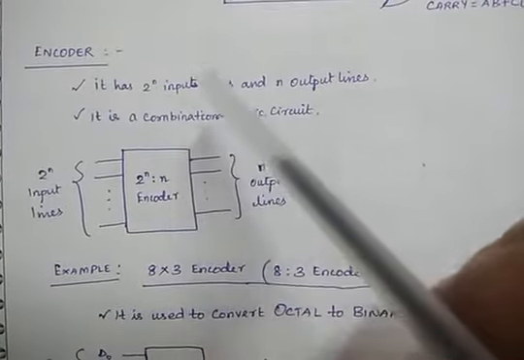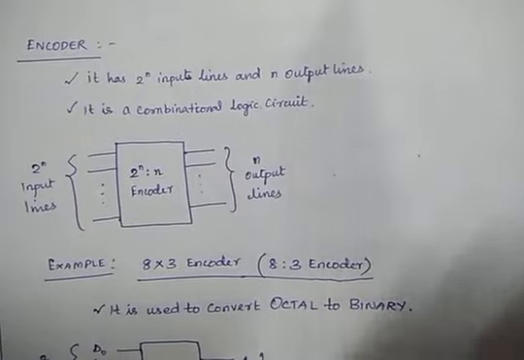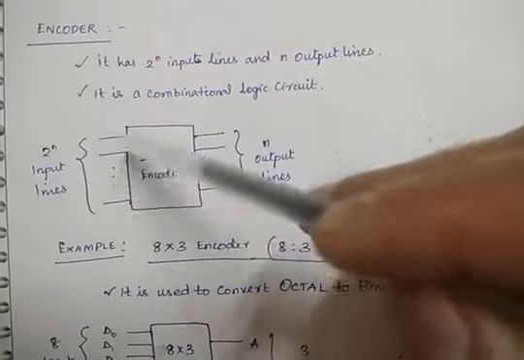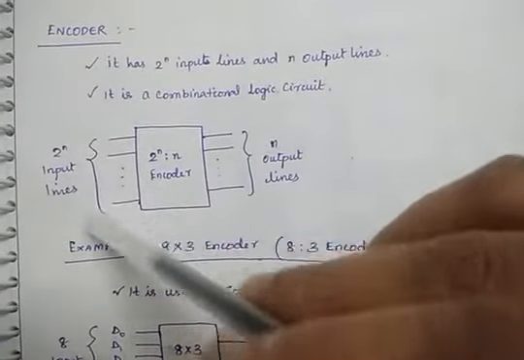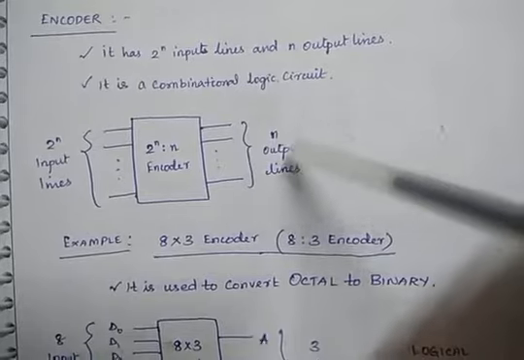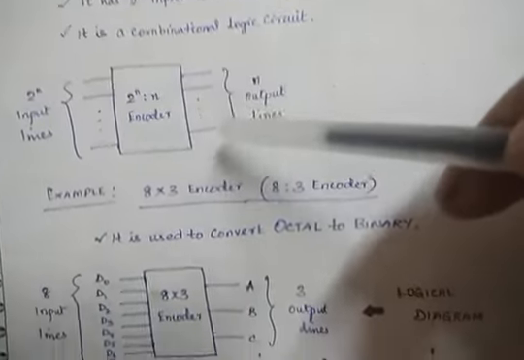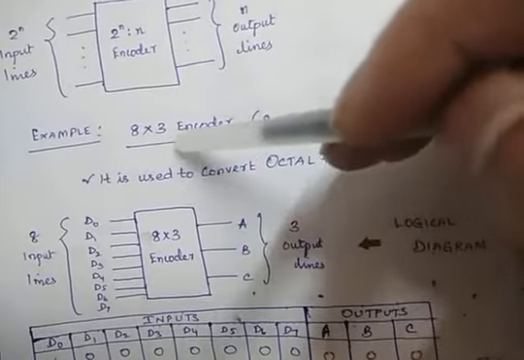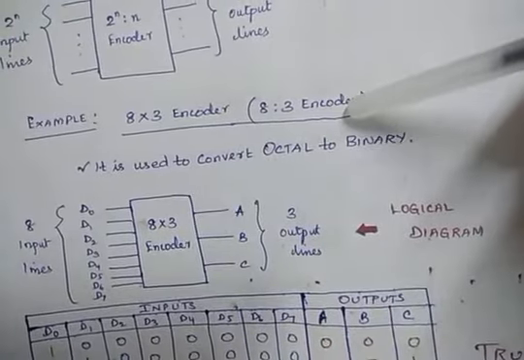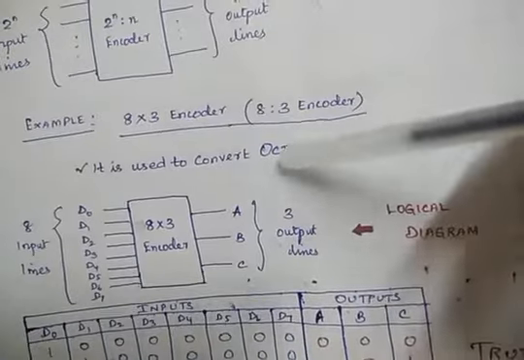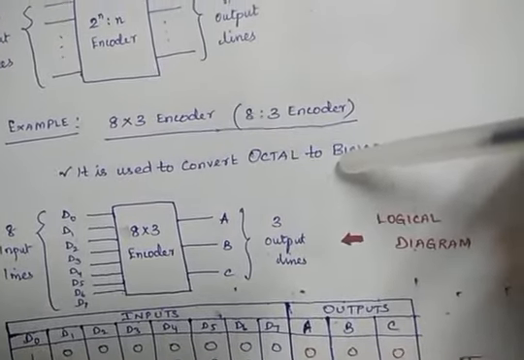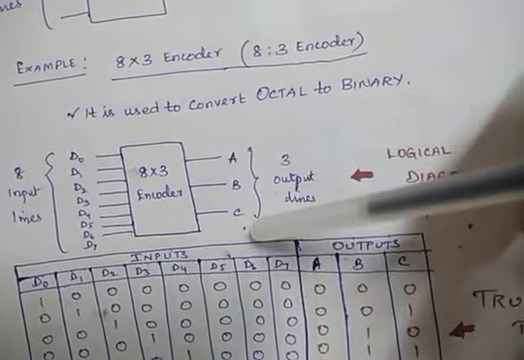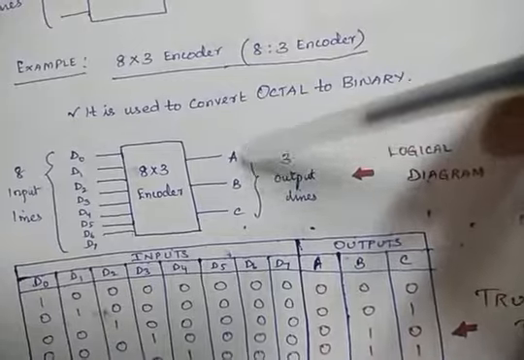Encoder means it has 2 power n input lines and n output lines. So it is a combinational logic circuit. See here, as I told you, input lines are 2 power n and output lines are n in number, right? So for example, here we have taken 8 cross 3, that is 8:3 encoder. 8:3 means octal to binary conversion, right? So 8 inputs, 3 output lines.